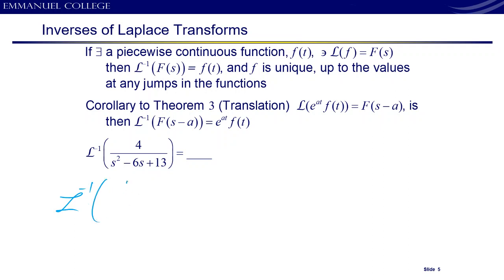So if I were to do the inverse Laplace transform of 4 over s squared minus 6s plus 13, as a quick refresher, to figure out what you need to complete the square, take the coefficient of your variable to the first power, multiply that by a half, and then square it. So in order to make this a perfect squared trinomial, I would need to have s squared minus 6s plus 9.